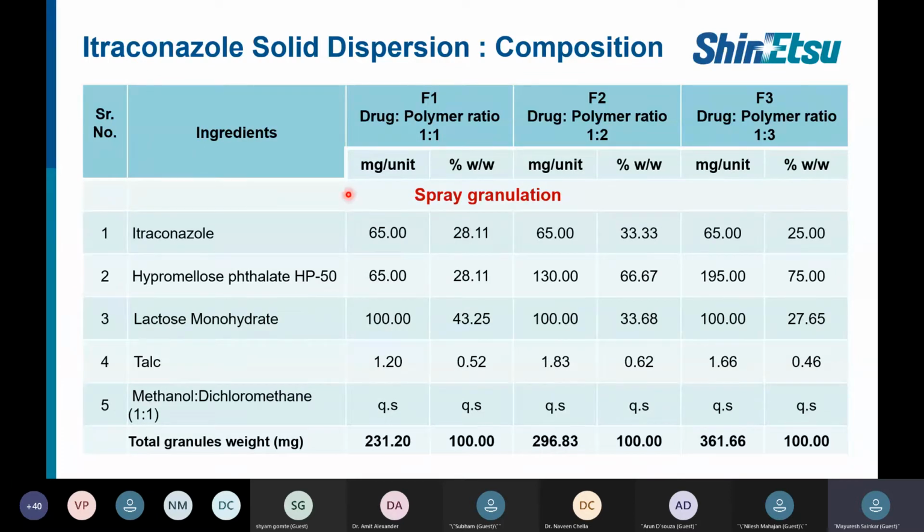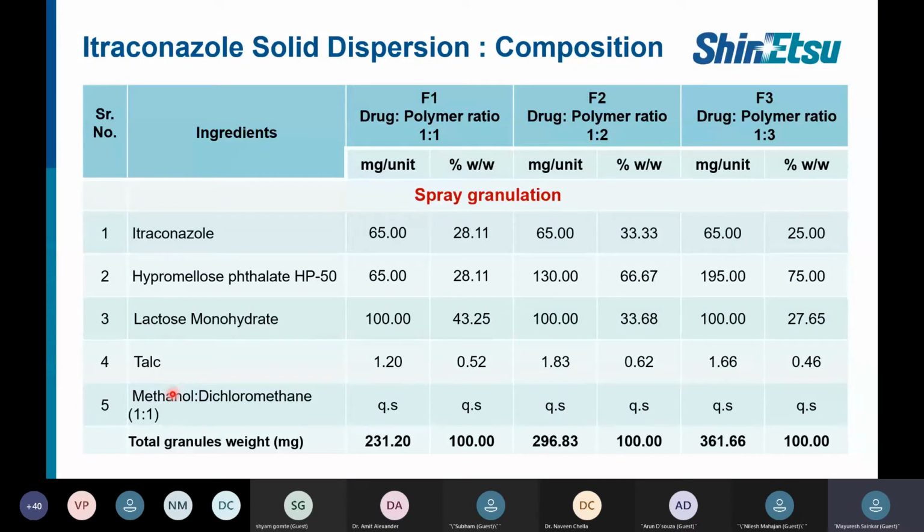So first, spray granulation, we have simply performed it at various drug polymer ratios. You can see 1:1, 1:2, and 1:3 drug polymer ratios being used. Other than that, the composition comprises the polymer HP50, lactose monohydrate as the inert carrier, then talc, and the solvent which we used is methanol DCM in a 1:1 ratio.